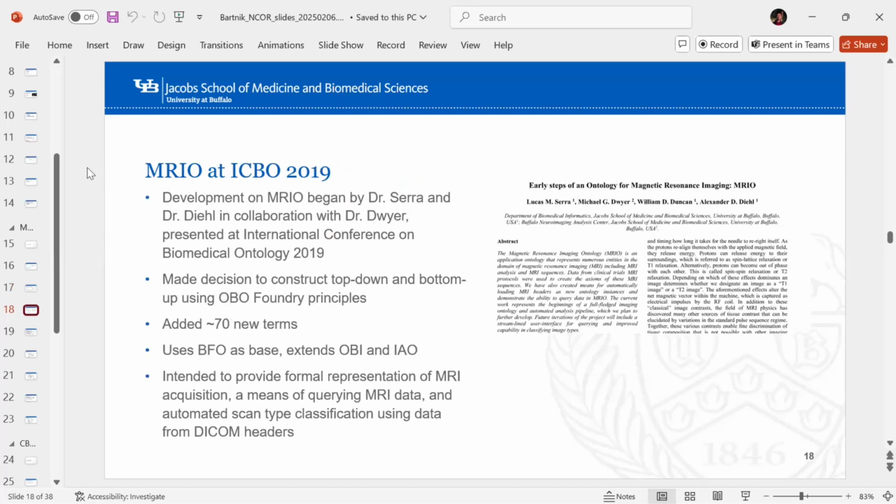And so I can't take all of the credit for MRIO. A lot of people have been involved with this process for a number of years, even before I started working on it. It was first presented at ICBO in 2019 by Dr. Lucas Serra, who was Alex Steele's previous PhD student, in collaboration with Alex Steele and Mike Dwyer, who was my PI for my PhD. And so a lot of the basic design decisions for MRIO came from Lucas Serra. That includes using BFO as a base and building off of OBI and IAO.